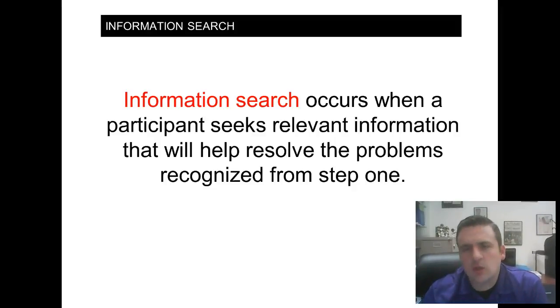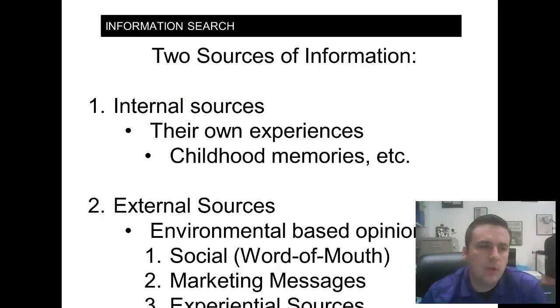This is where electronic word of mouth and e-technologies are important, helping us as marketers learn more about a consumer, but also provide information. Once we've recognized that there's a problem in step 1, we now try to find information to solve that problem. There are 2 basic sources of information: the first is internal, and the second is external. If you want to put a note, in the next part we're going to talk about internal and external factors, as well as situational factors that influence this entire process. This is different. Here we're talking about internal and external sources of information.